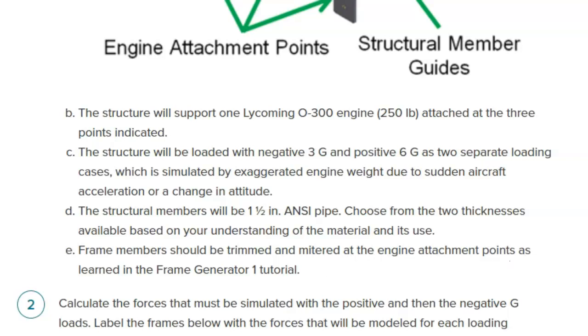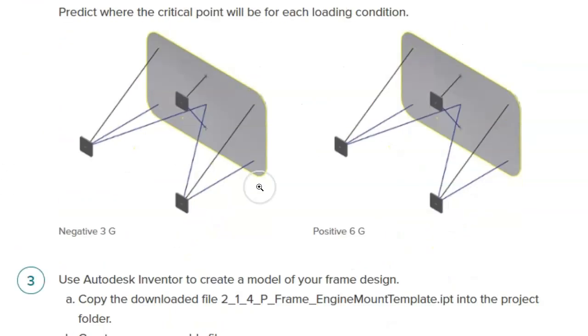Okay, so for the positive 6G condition, that means that we have the mounting plates here. The engine is connected to these 3 points, and since 6G is 6 times the force of gravity, we're going to start with 250 pounds times 6. That gives us 1,500 pounds for the engine itself, but it's connected to the 3 plates, so you take 1,500, divide that by 3, and that puts 500 pounds on each plate.